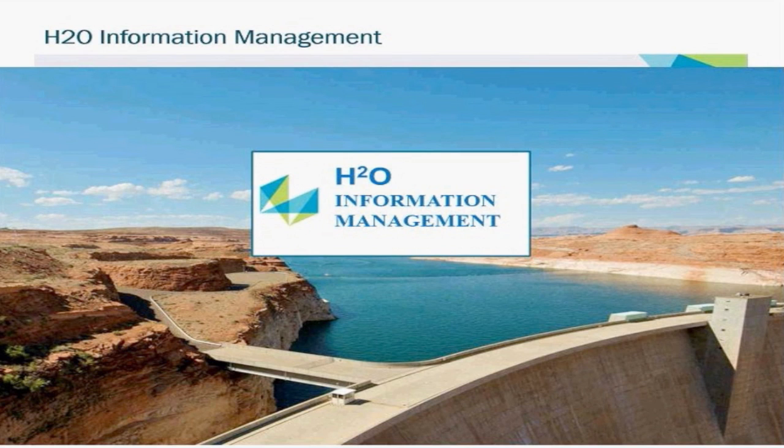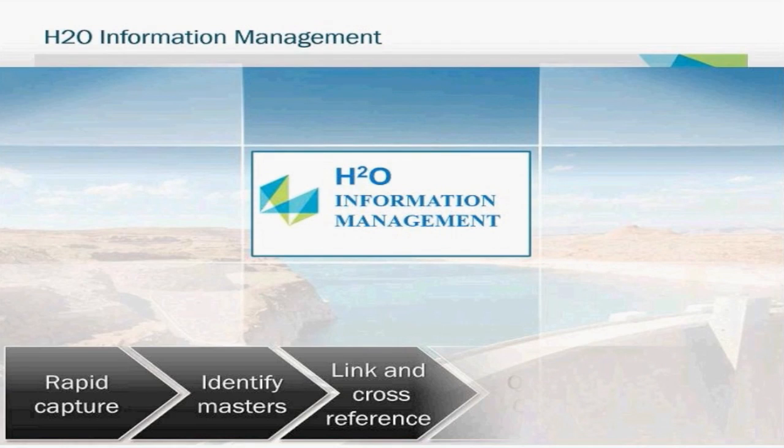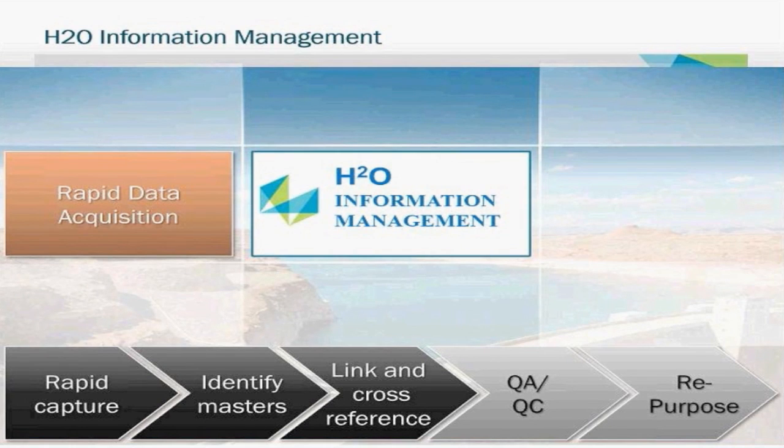So effectively what we are saying is H2O information management provides a way of capturing information using Fusion capabilities and then repurposing, quality assurance, quality check, and managing this information going forward using SmartPlant Foundation and SmartPlant Enterprise for owner-operators. So in a sense, what we are talking about are steps that allow us to acquire data in a rapid way and bring them all into one single source.